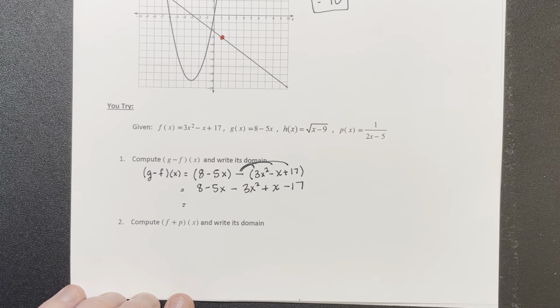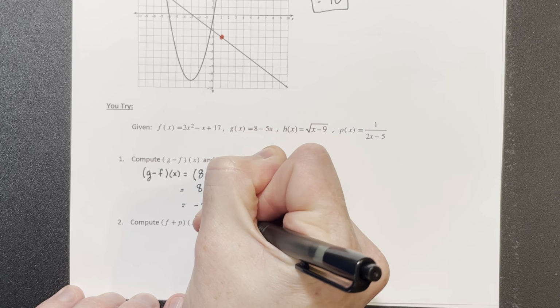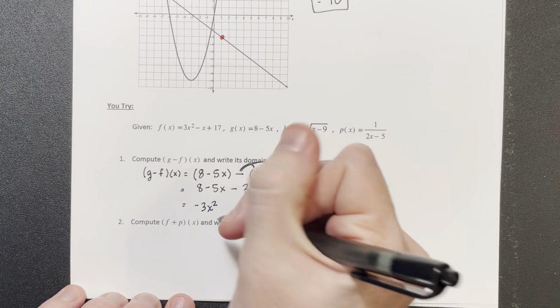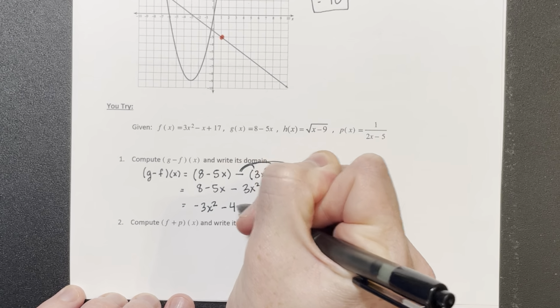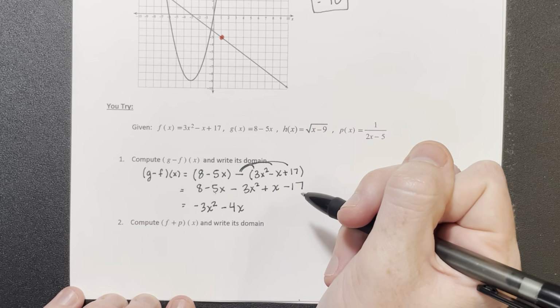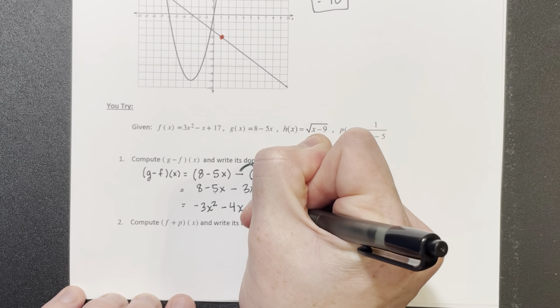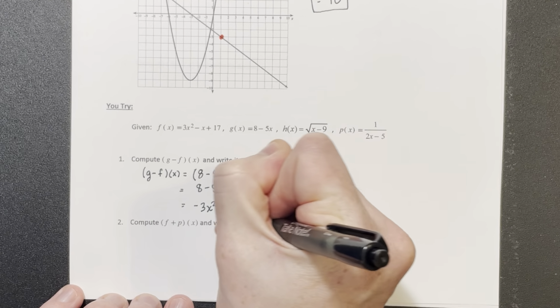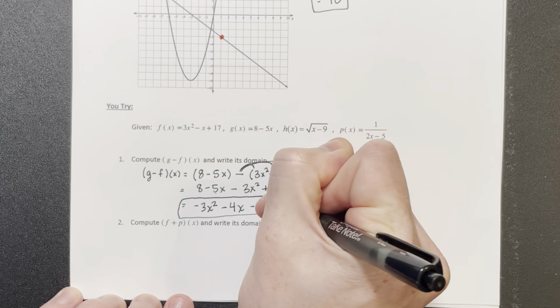You do want to write this in standard form, so you'd put your highest exponent term first. So I'm going to start with that quadratic. So negative 3x squared minus 4x, because negative 5x plus x is negative 4x. And then 8 minus 17 is going to be a negative 9. And that's as far as that would simplify.